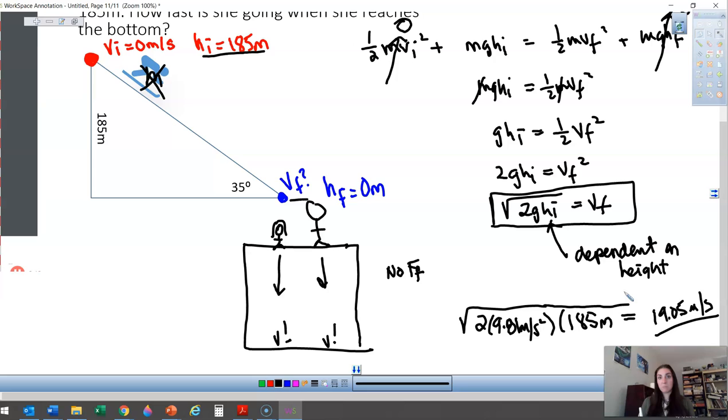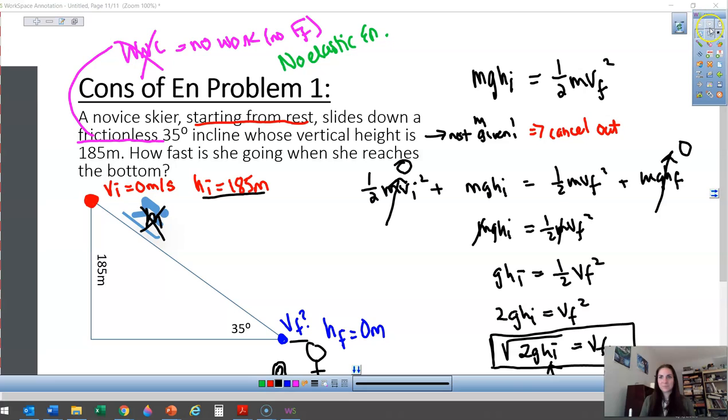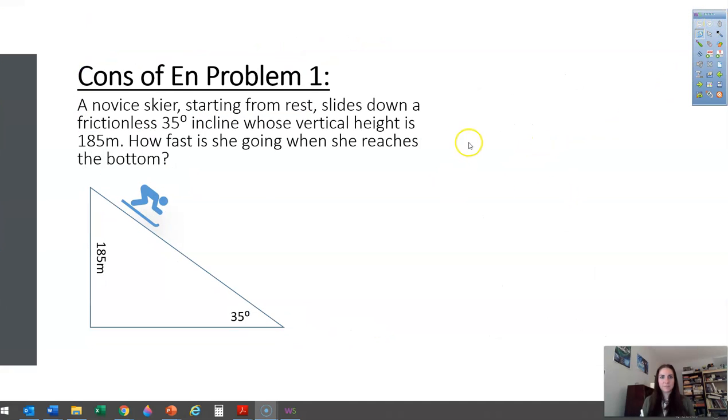Just certainly faster than me on the ski slope, not gonna lie. I only went 11 meters per second. This person's going real fast. Didn't have any friction when they went down. But that's how you solve that one.